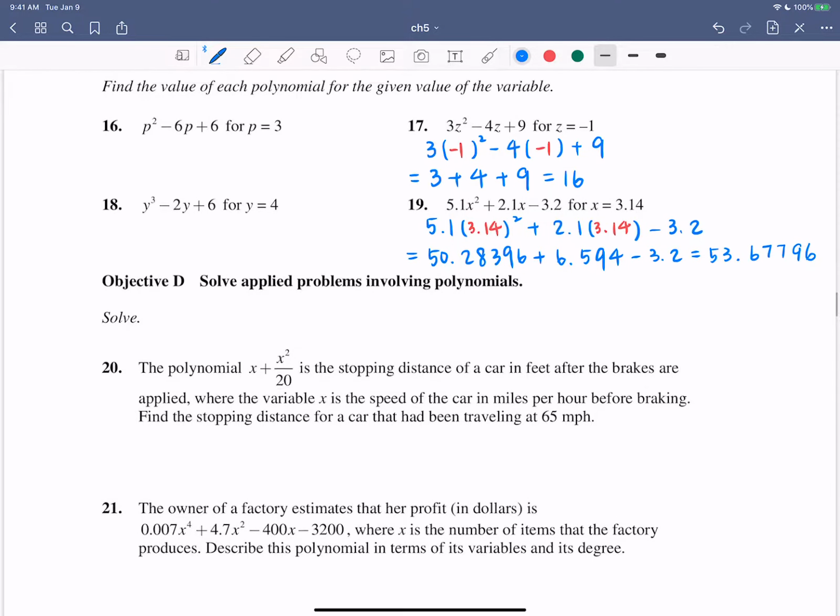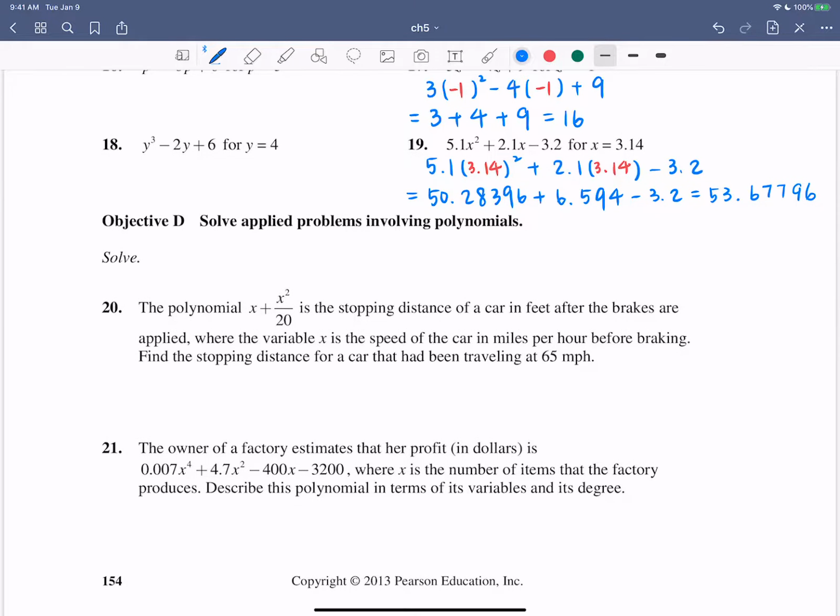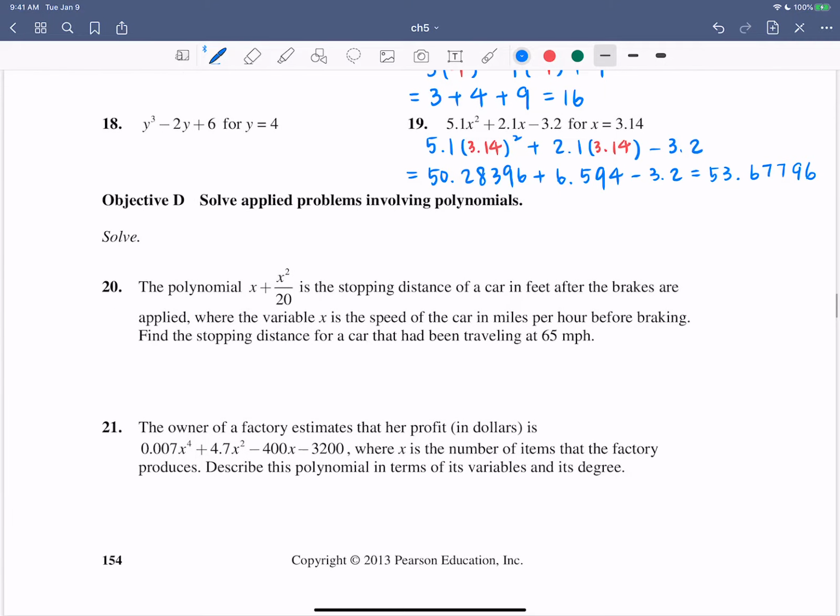Objective D. Solve applied problems involving polynomials. 21. The owner of a factory estimates that her profit in dollars is this expression, where x represents the number of items that the factory produces. Describe this polynomial in terms of its variables and its degree.